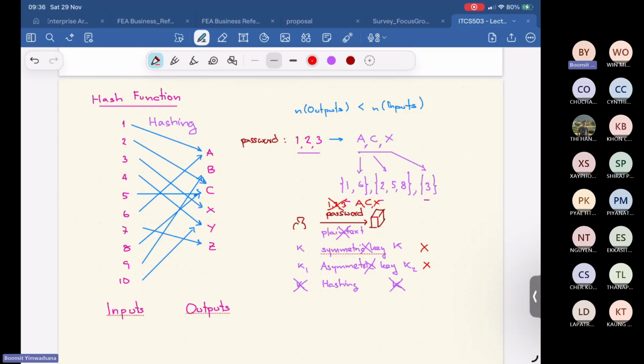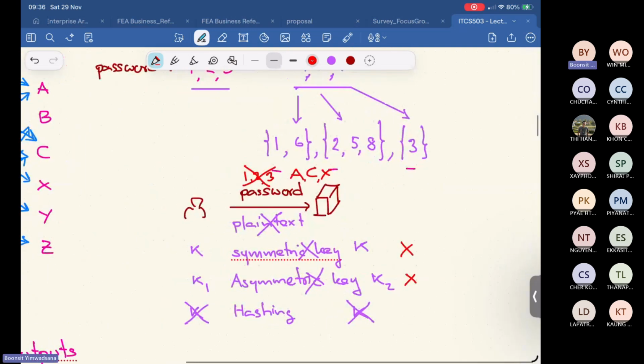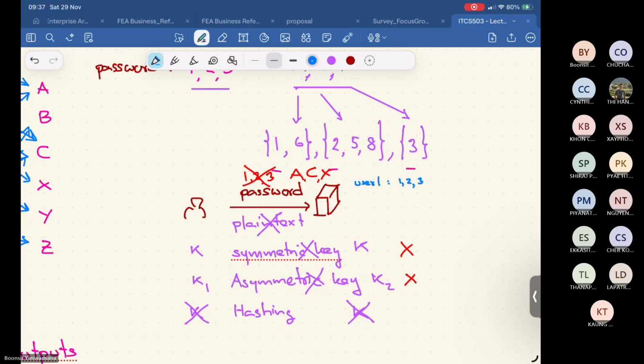How does the system know that this password and the user match? The system was designed cleverly in the fact that the user, say user 1, the system will store user 1 against his password 1, 2, 3 as well. But in fact, when you set up the password, the server does not actually store 1, 2, 3. It performs the same hash function, and this hash function will create ACX. It will store only ACX.